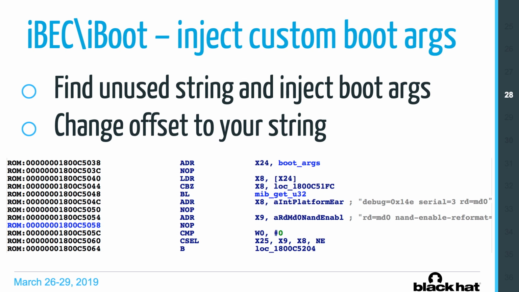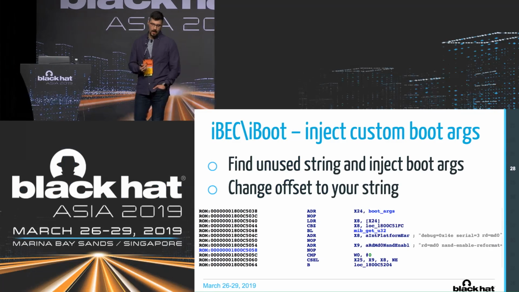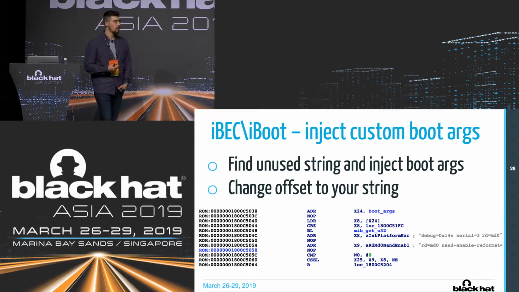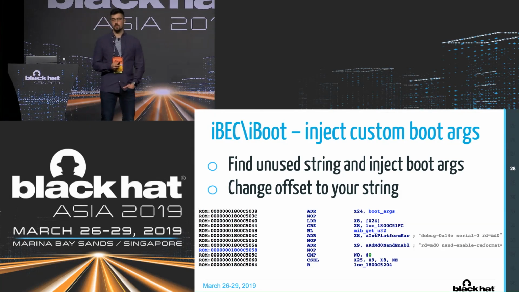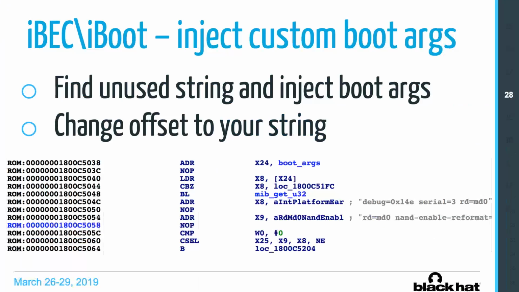So what I did, I just changed the boot arguments to add debug to set the debugger capabilities into the system. I set serial to enable serial output for the kernel boot, and rd=md0, which means, hey system, please boot from the RAM disk itself.